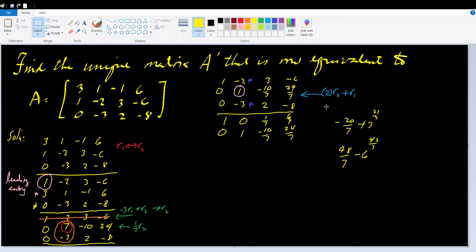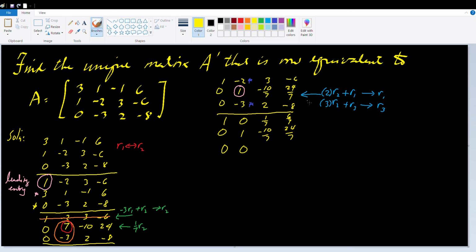Then let us erase this. We need to change negative 3 into a 0. So multiply row 2 by the additive inverse of negative 3, which is positive 3. Then add it to row 3, returning it back to row 3. This one returns back to row 1. So 0 times 3 is 0 plus 0 is still 0. 1 times 3 is 3 minus 3 is 0.